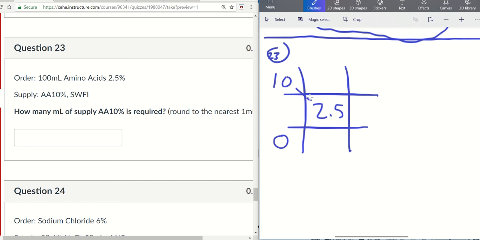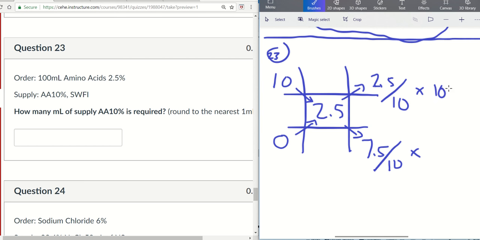All right, let's find the difference here. 7.5. The difference here, 2.5. Next step, add up your right column. That's your denominator. And your last step is to multiply by your final volume.